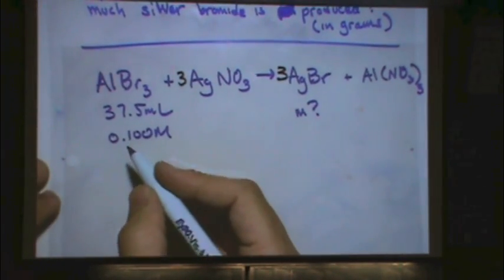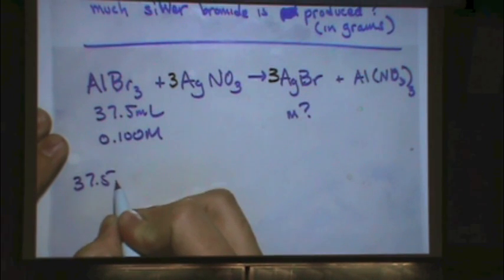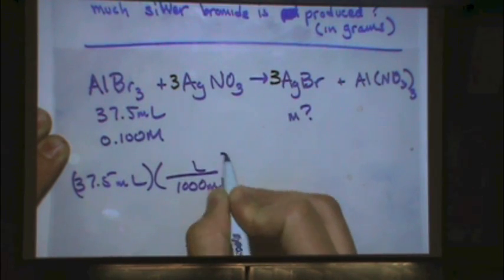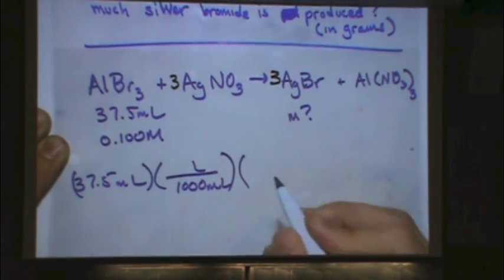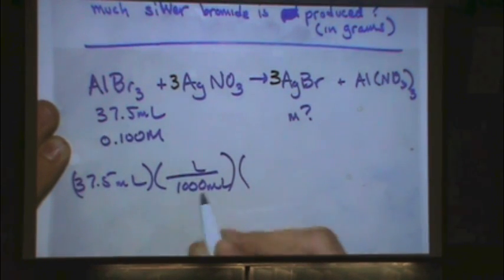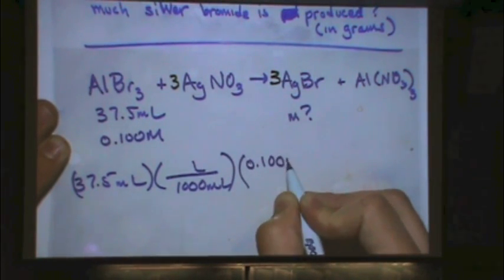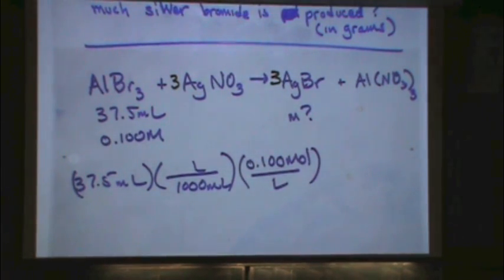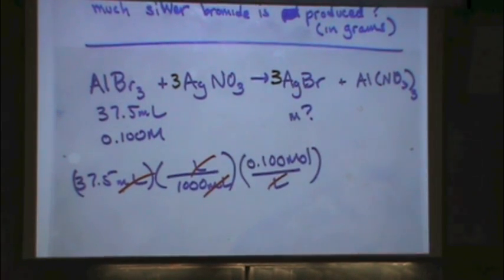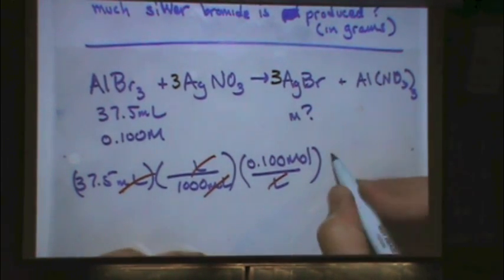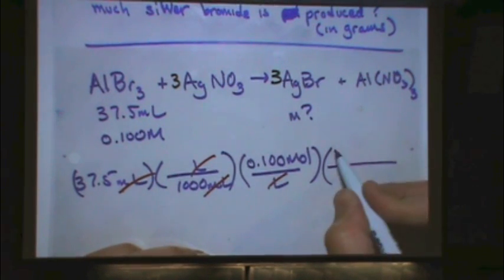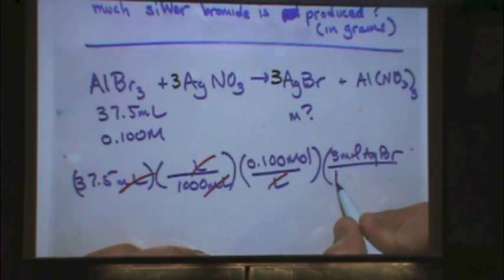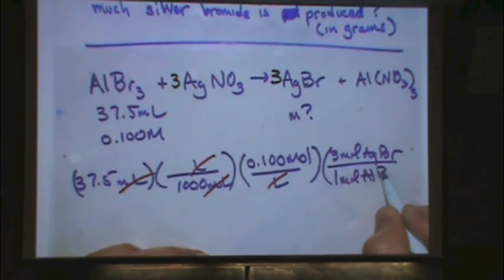Okay, so start with what you know. That's the 37.5 milliliters. I'm going to have to end up converting this to moles. That's my first step of stoichiometry. But I want it to be in liters first. Again, we're not doing a comparison here. This is not dilution, so you need the right units here. Liters first, then when I multiply by the molarity, moles per liter, now I've canceled out the milliliters, I've canceled out the liters, I'm left with moles. Step one done. Step two, molar ratio. I want the 3 moles of AgBr on top, and I'm getting rid of the 1 mole of the aluminum bromide on the bottom.